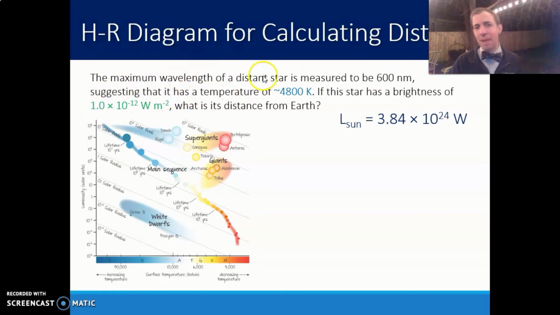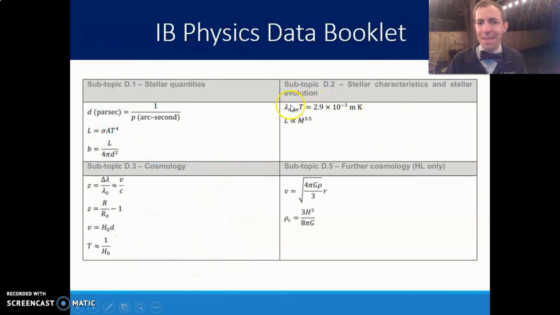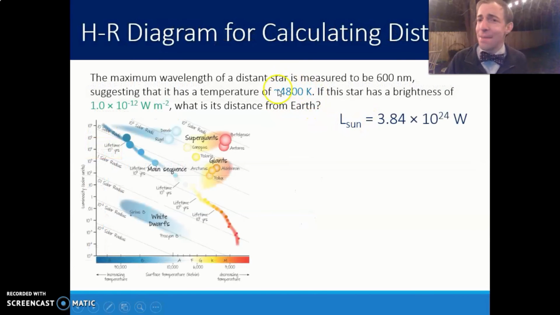If we're given that the maximum wavelength of a distant star is measured to be 600 nanometers, we can plug that into this equation given in the data booklet: the max wavelength times the temperature is this constant, 2.9 times 10 to the negative 3. And we can find that the temperature is going to be roughly 4,800 degrees Kelvin, so just under 5,000 Kelvin. We're also given the brightness of that star. We can find its distance given that information.